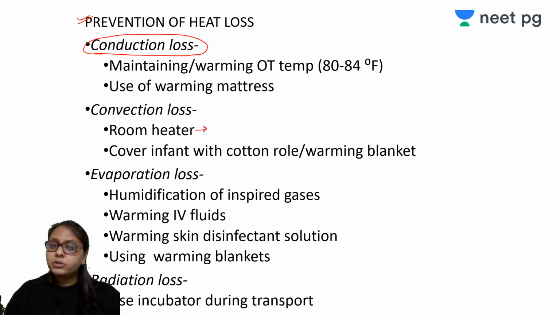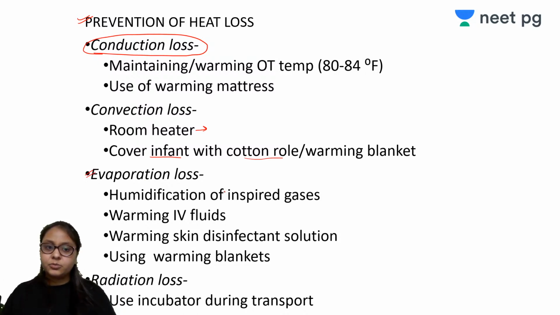Convection, रूम हीटर यूज करेंगे तो जो एयर करंट है वो वार्म होगा, therefore there will be less loss of the body heat. And if the infant is there, cover the infant with cotton roll or warming blanket. Evaporation से कैसे? Humidification of the inspired gases हम लोग करते हैं, या फिर जब बहुत ज़्यादा ठंड होती है तो रूम टेम्परेचर से जो एनवायरमेंटल टेम्परेचर है उससे अपने आईवी फ्लूइड्स भी बहुत ठंडे हो जाते हैं. Those IV fluids we should not infuse.